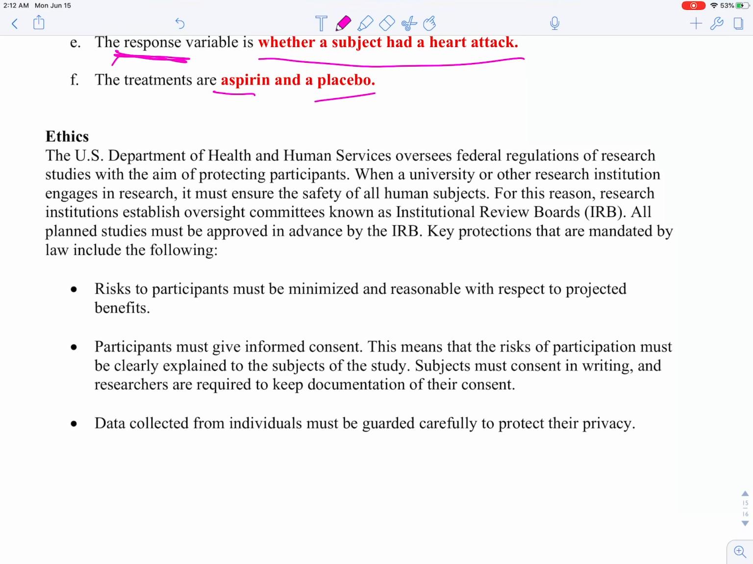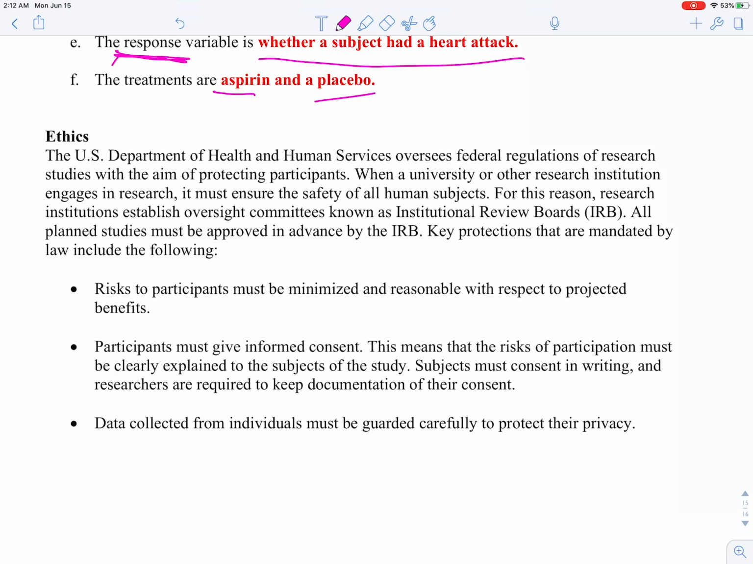Key protections that are mandated by law include the following. So these are important. Risk to participants must be minimized and reasonable with respect to projected benefits. You don't want to do something that's going to kill a bunch of people just to see if a weight loss drug works or not.